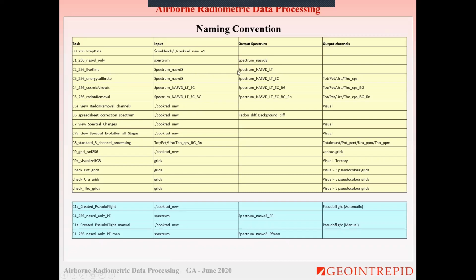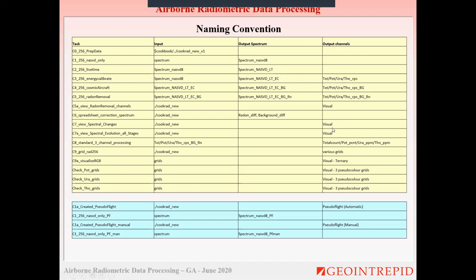Lifetime correction refers to the same naming convention: LT for lifetime, EC for energy calibration, BG for background, aircraft and cosmic background generation, and BGRN for radon removal. Generating output channels and gridding them up only makes sense after the energy correction, because if you have badly energy corrected data and you generate the standard potassium, thorium, and uranium channels in counts per second, and the spectra are out, then what's in there is just nonsense. So from the energy calibration step, we generate output channels following the same naming convention.